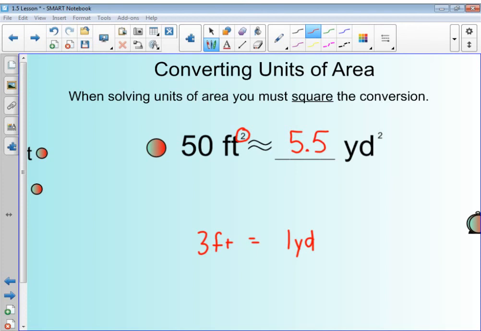Okay, when you work through this, you should have gotten approximately 5.5 yards squared. Okay, so that's work.